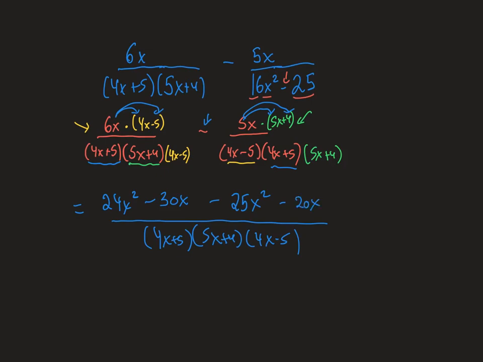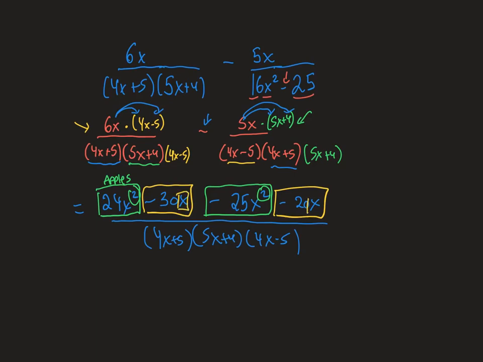Alright, so let's find our like terms. So we have here 24x squared, negative 25x squared. So right here we have 24 apples minus 25 apples. Why? Because they both have the squared. Then we have minus 30x minus 20x. They both share the x without an exponent, so these are bananas, which is why I used yellow.